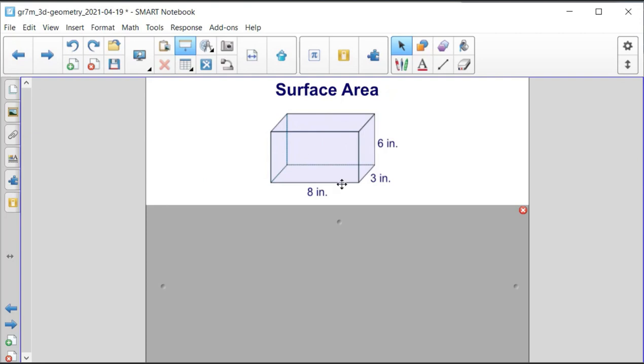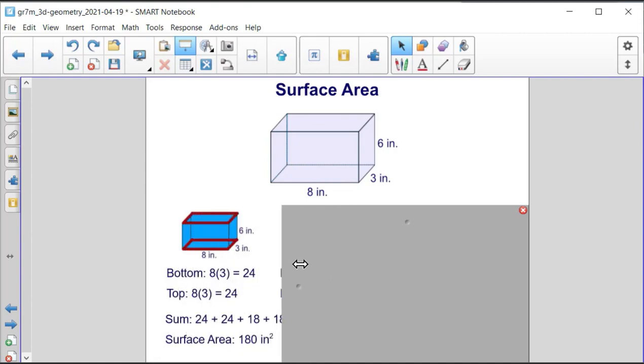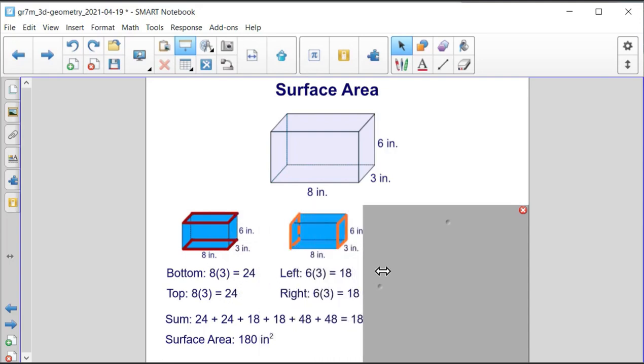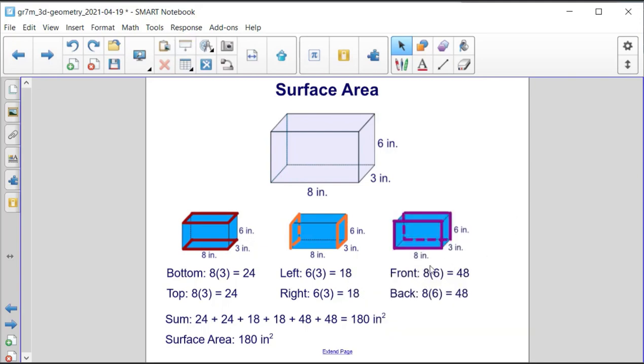So when we do calculate the surface area of the solid, we break the area formulas down into special pairs. At least this is one strategy. So you could find the area of the bottom and the top, which is 8 times 3, and get 24 square inches. And then you could multiply the left and right together, which is 3 inches by 6 inches, and get 18 square inches. And then you can multiply the length and width of the front and back together. So you'd have 8 inches times 6 inches, which would be 48 square inches. And then if we add all of these values up, we find that the surface area of the solid is 180 square inches.